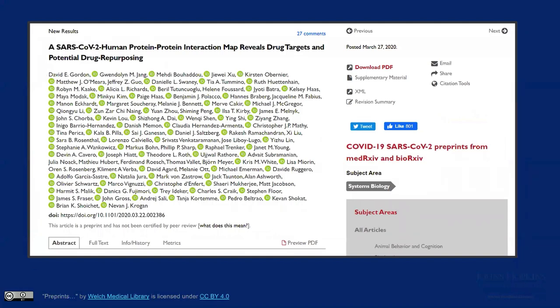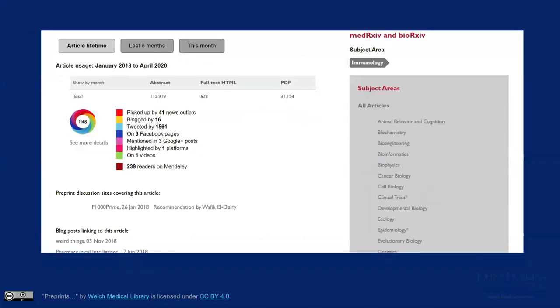This is one example of a SARS-CoV-2 paper that was published in one of the preprint repositories. And you can also see some information about article usage here when you scroll over. This is actually a different article, but here you can see some altmetric information, like 41 news outlets have picked up this research. It was tweeted over 1,500 times, and there are 239 readers of this preprint on Mendeley.